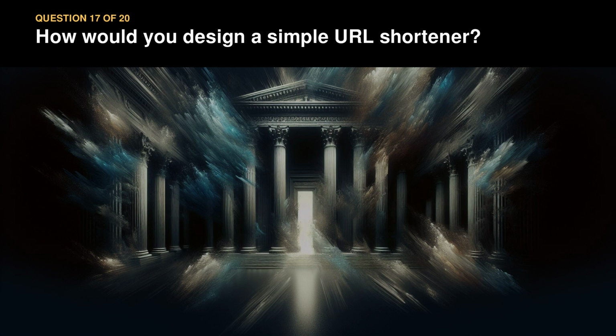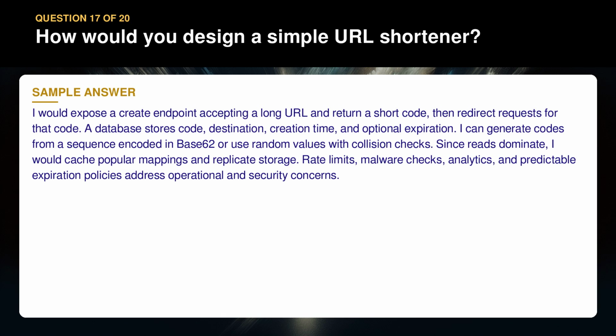Question 17. How would you design a simple URL shortener? I would expose a create endpoint accepting a long URL and return a short code, then redirect requests for that code. A database stores code, destination, creation time, and optional expiration. I can generate codes from a sequence encoded in base 62 or use random values with collision checks. Since reads dominate, I would cache popular mappings and replicate storage. Rate limits, malware checks, analytics, and predictable expiration policies address operational and security concerns.